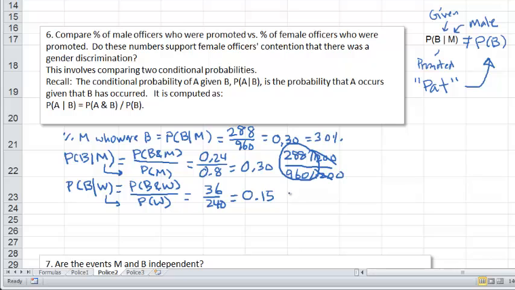Okay. So what do we have here? Is there a discrimination going on? Well, I think there is. As the promotion rate among men is 30%, among women, it's only 15%. So if you're a man, then your chance of promotion is twice as likely as a woman. So it seems that the female officers have a good case for discrimination, at least according to these data.